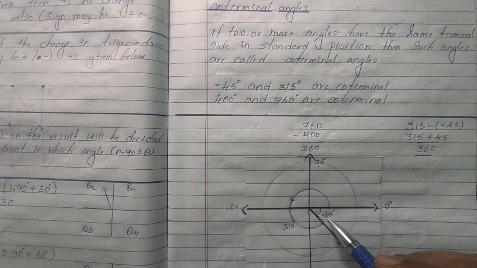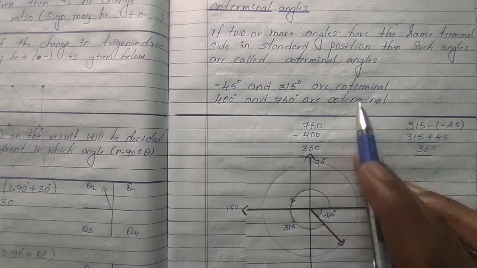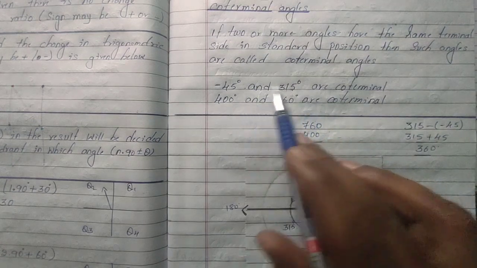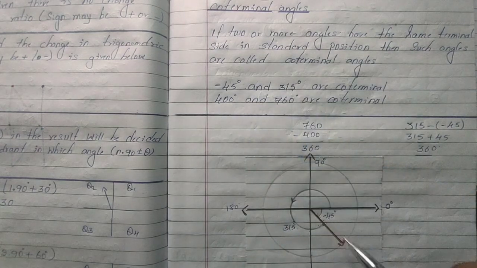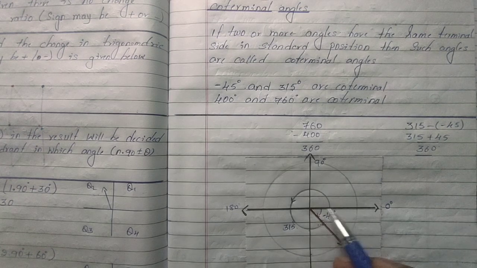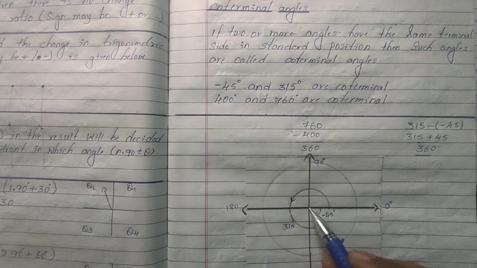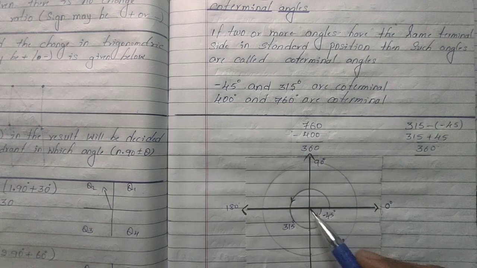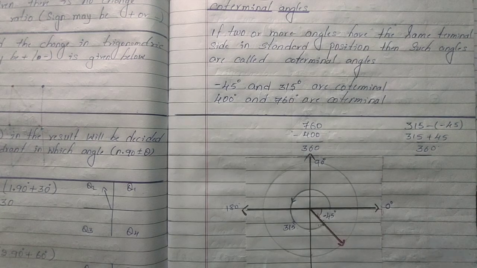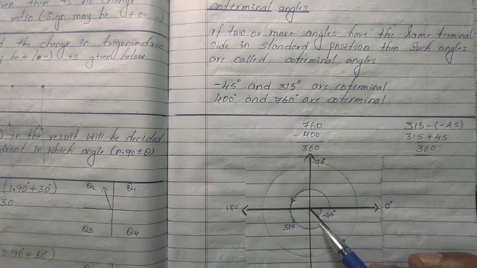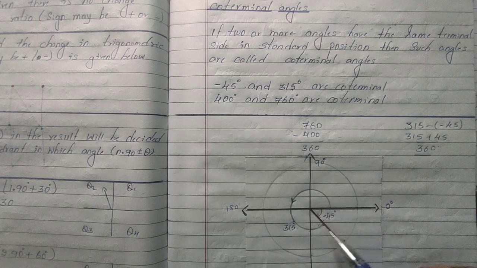Therefore this minus 45 and 315 are said to be coterminal, because when you are presenting these two angles, the terminal ray will be in the same place, remember. Here the initial ray will be, here the terminal ray will be. Initial ray and terminal ray are coincident to the origin, and this is standard position. Now here this is minus 45 and this is positive 315. These two are nothing but coterminal angles.